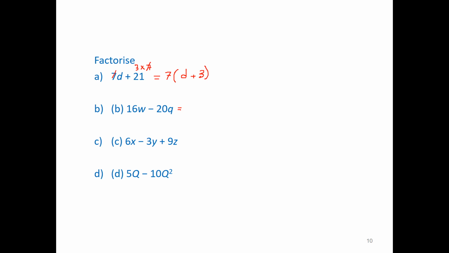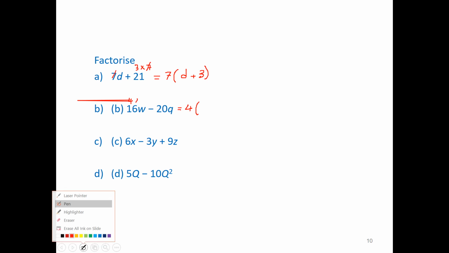What is the common factor between 16 and 20? 2 is a common factor. 4 is also a common factor. But 4 is greater than 2, so we will consider the greatest common factor. So the common factor will be 4. If we take common factor 4, because 16 is 4 times 4.